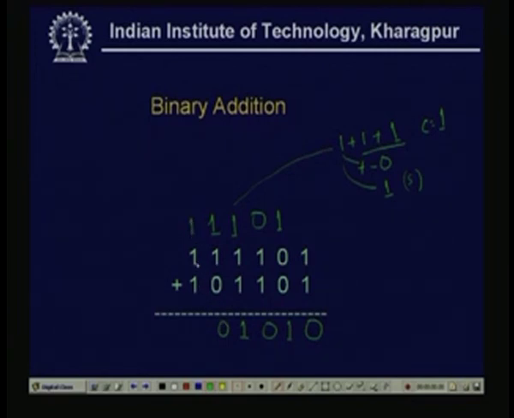Now, if it is 1 plus 1 plus 1, that is similar, this will be sum 1, carry 1, and that should come here. So 1 plus 1 is 0, carry 1; again 0 plus 0 plus 1 is 1; 1 plus 1 is 0, carry 1; 1 plus 1 plus 1 is 1, carry 1; 1 plus 1 is 0, carry 1; 1 plus 1 plus 1, carry 1, sum 1. So this is my binary addition and these are the carries. These are my carries and these two are the two operands.